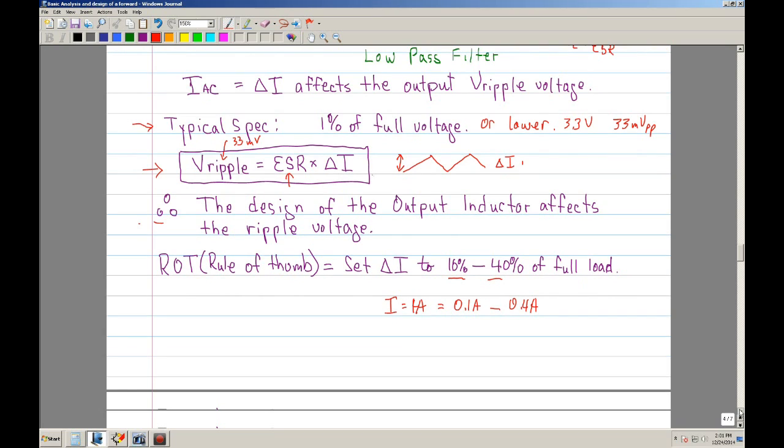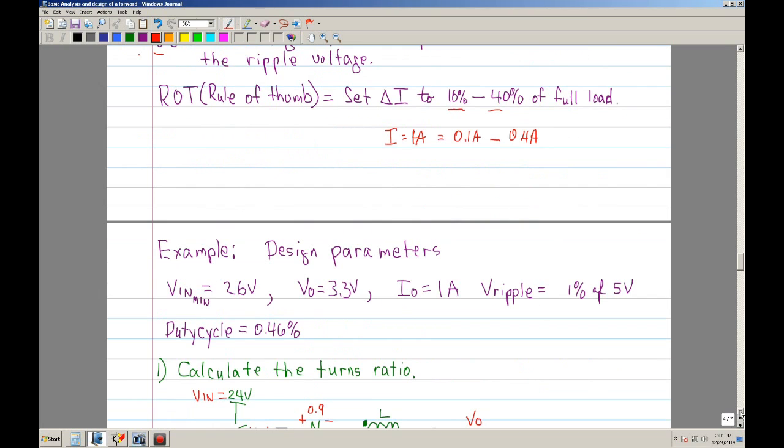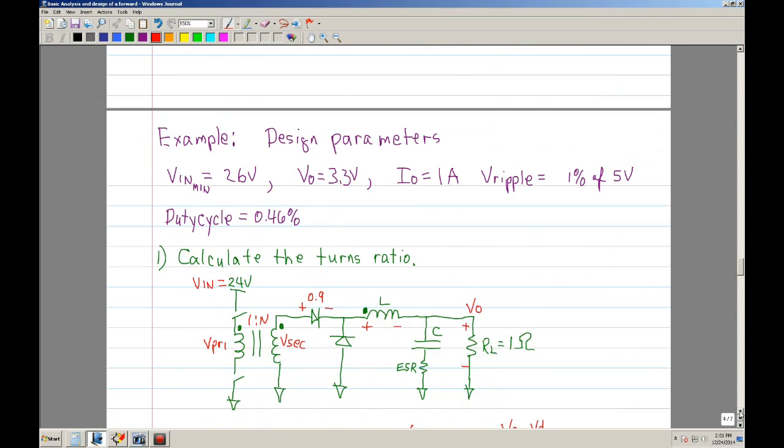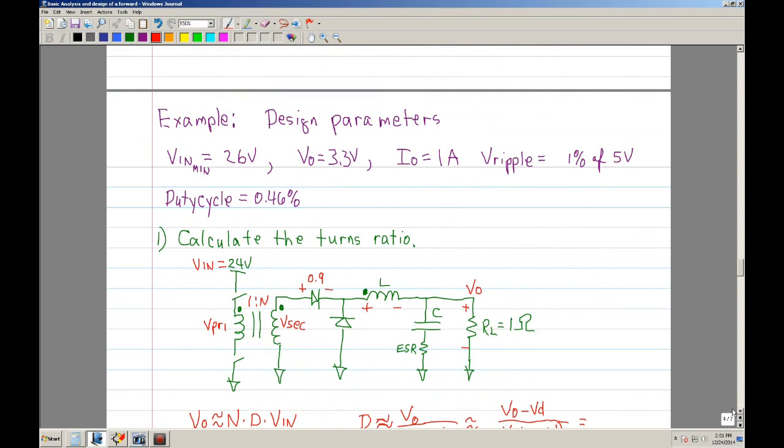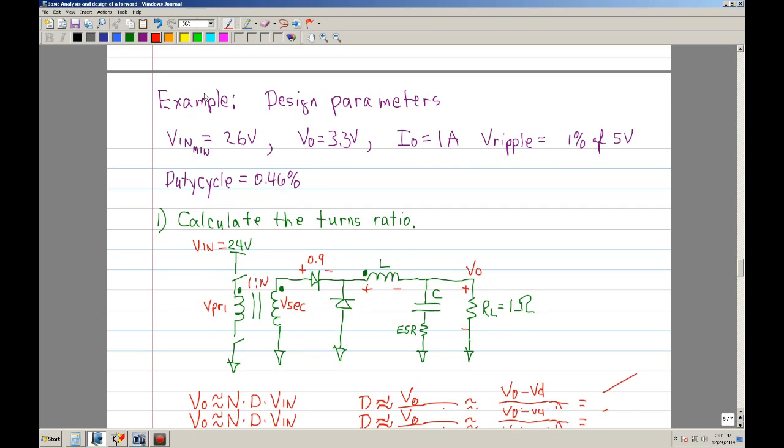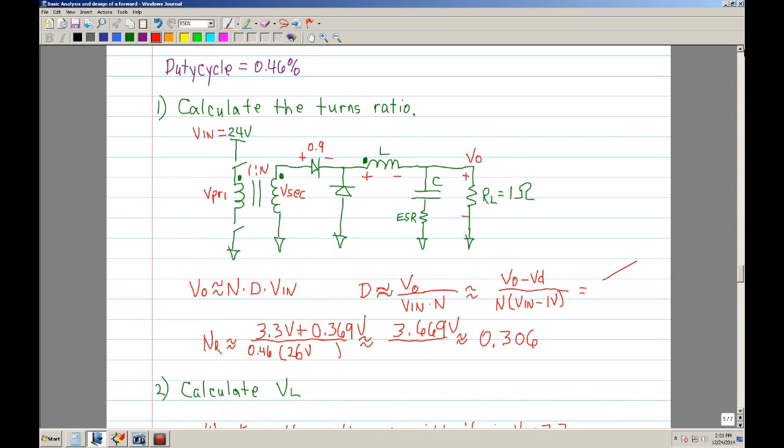Okay, so what I'll go ahead and do, to make this a little bit more understandable, it's always better to do an example instead of just going through the lecture and through the algebra. It's much easier to just design something. Okay, so this is a design example. My input minimum, I'm going to select this 26 volts.